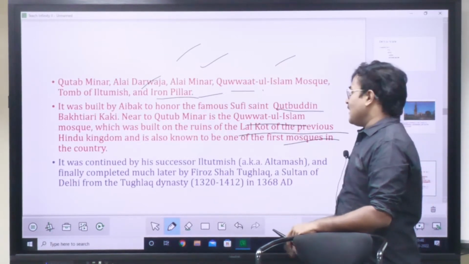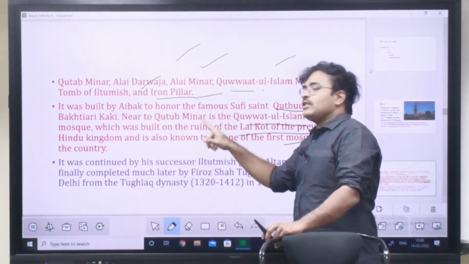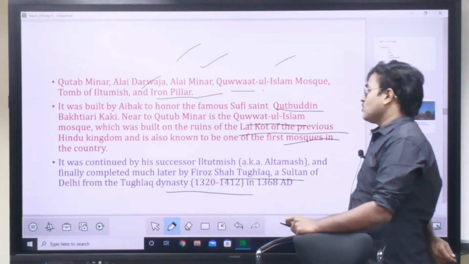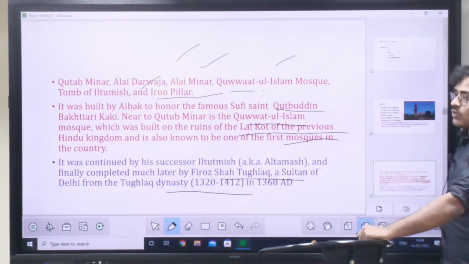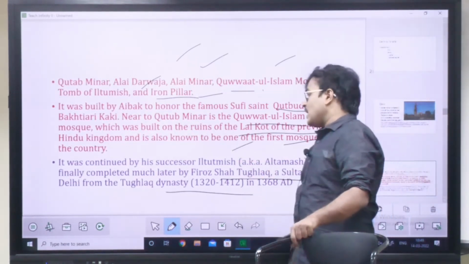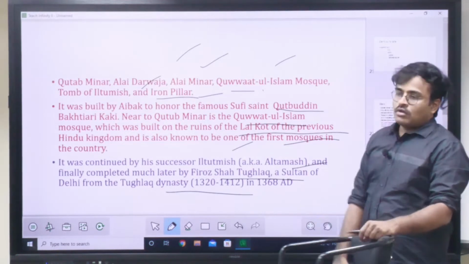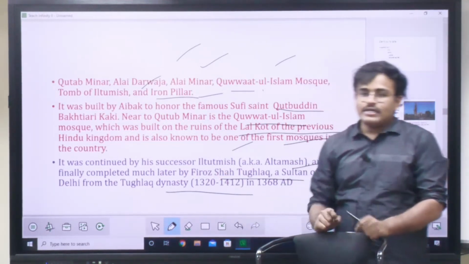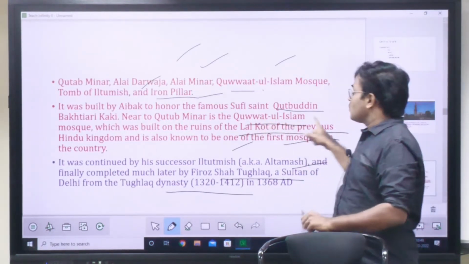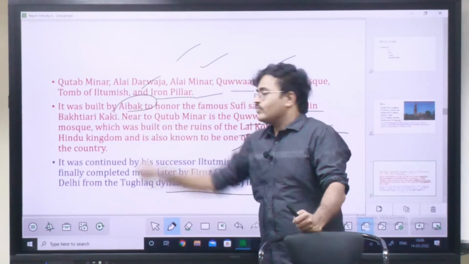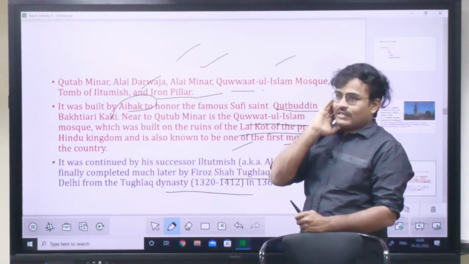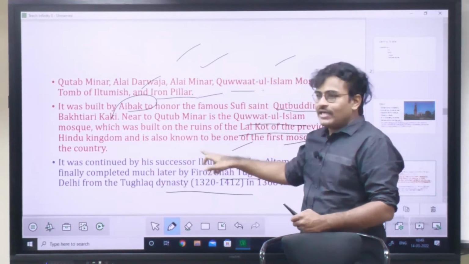When it comes to Qutub Minar, it was started by Qutbuddin Aibak, but it was finally finished by Firoz Shah Tughlaq. Firoz Shah Tughlaq is the one who finished it. It was started by Qutbuddin Aibak and continued by Iltutmish and Alauddin Khilji. Write it down. Started by Qutbuddin Aibak, I think it's given here in the first line. It was built by Aibak, right? So he was the one who laid the foundation, but he wanted to construct it as a 3-floor complex. Later, one more floor was added by Iltutmish.